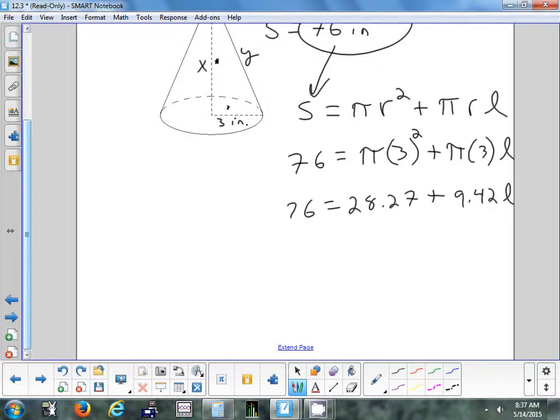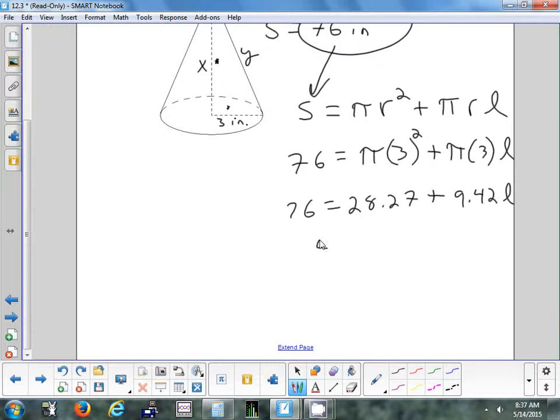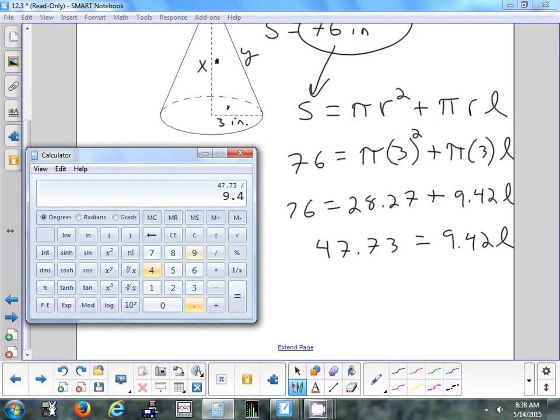Okay, Justin, what would be my next step to get L by itself? Subtract 9.42. Can't subtract it. We've got to divide by it, but not yet, because it's multiplied by a letter. We can subtract something else. 28.27. Yep, we're going to subtract 28.27 from each side. So we get 47.73. Now we can move that 9.42 to the other side by dividing. Okay, so my slant height is about 5.07.